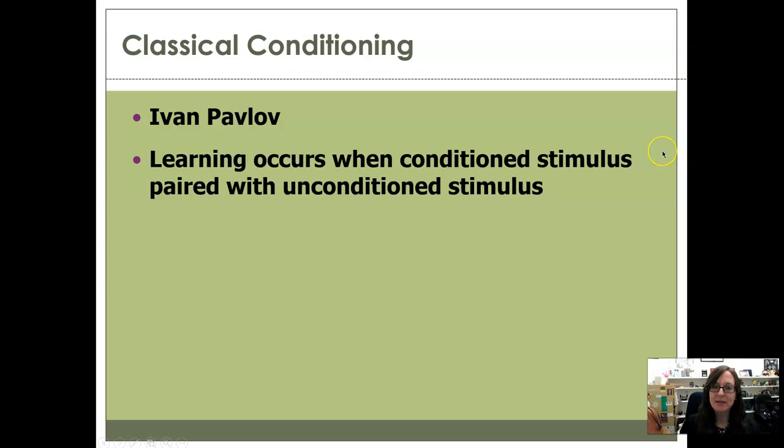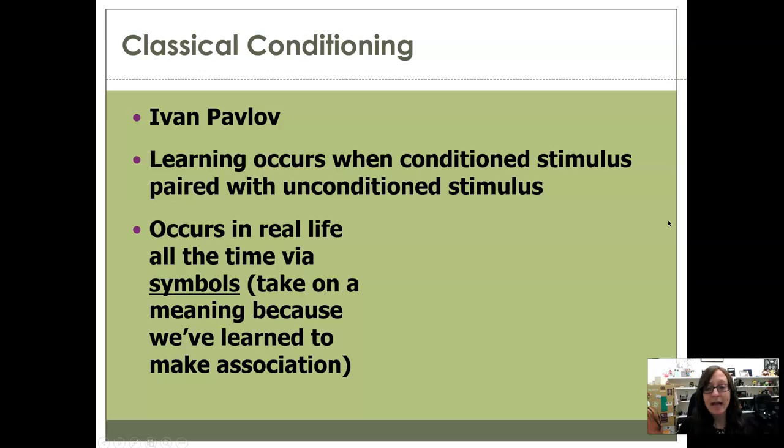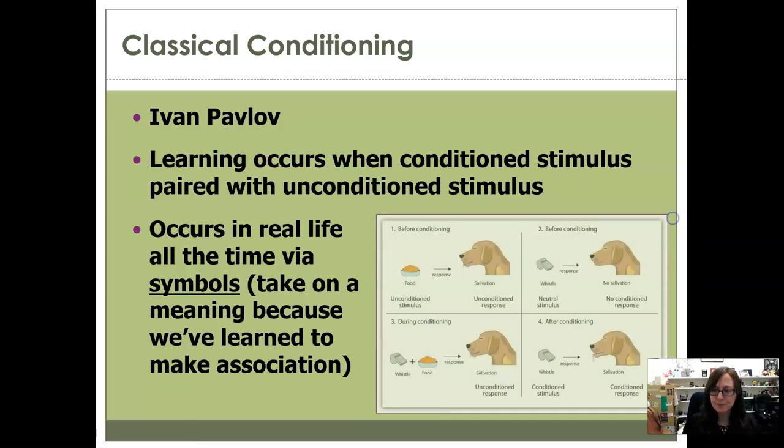Essentially this whole idea is about learning happening when you have a conditioned stimulus that's paired with an unconditioned stimulus. And the unconditioned stimulus triggers the unconditioned response. This happens all the time in real life through symbols. So first let's go over, if you forget the specifics of how this works, a good breakdown of the Pavlovian conditioning, aka classical conditioning.